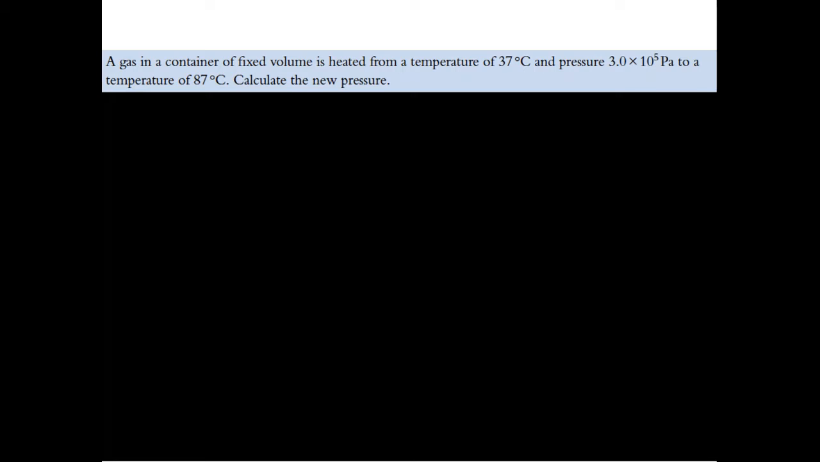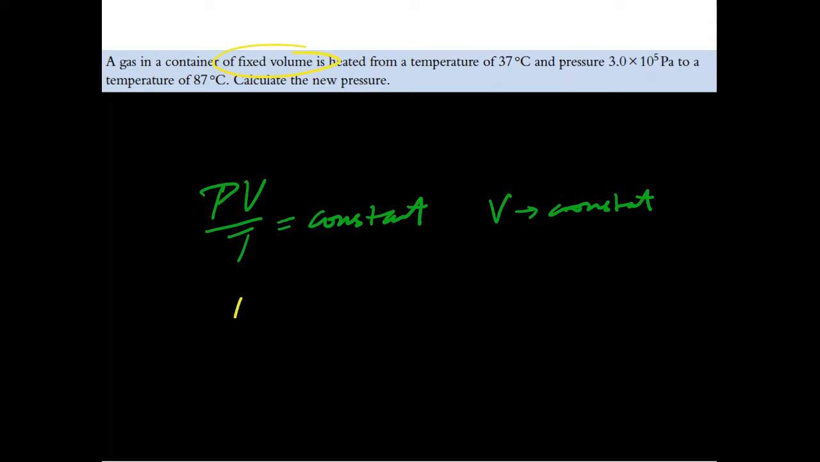Question number 2. A gas in a container of a fixed volume is heated from a temperature of 37 degrees Celsius and a pressure of 3 times 10 to 5 Pascal to a temperature of 87 degrees Celsius. Calculate the new pressure. It's an ideal gas, so we have PV over T equals constant. As the volume is constant, we have P1 over T1 equals P2 over T2. And we need to convert the degrees Celsius into Kelvin.